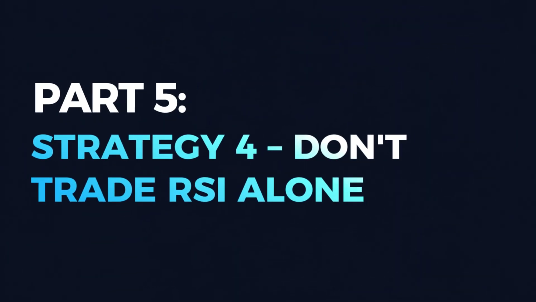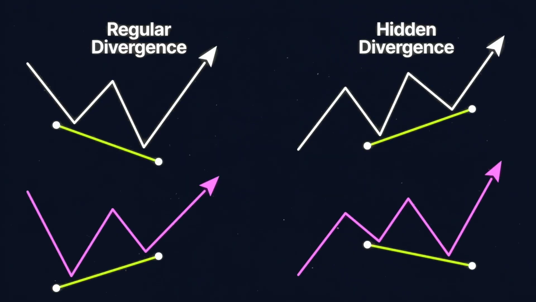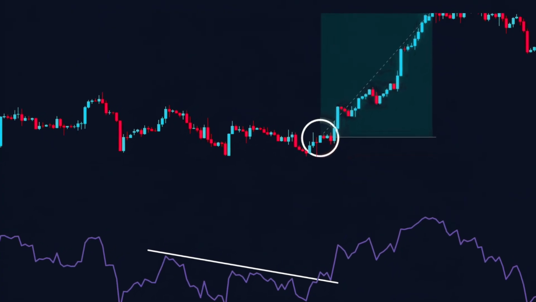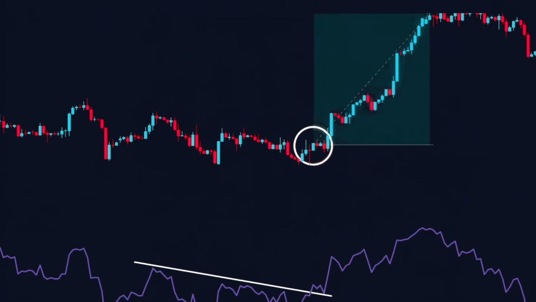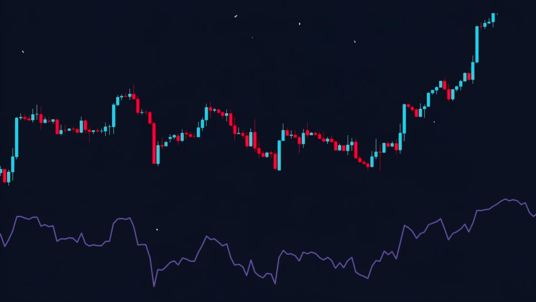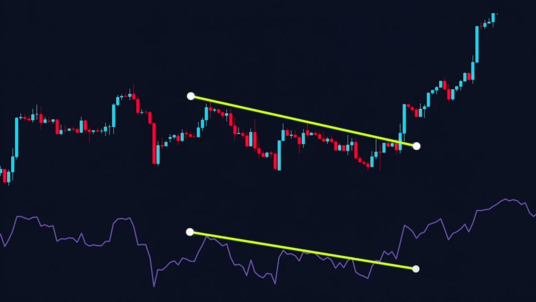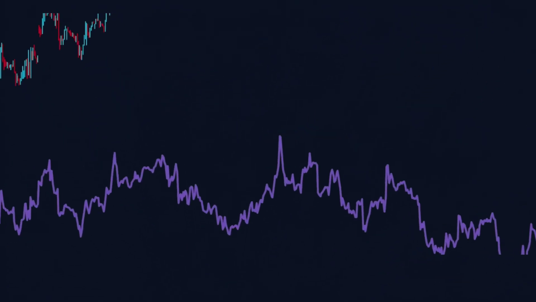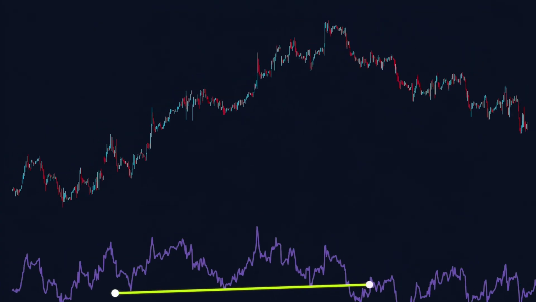Strategy 4. Don't trade RSI alone. One of the biggest mistakes beginners make is relying on the RSI alone. Just because the RSI is above 70 or below 30 doesn't mean the market will reverse immediately. In a strong trend, the RSI can stay overbought or oversold for a long time while the price continues moving in the same direction. Instead of using the RSI as a buy or sell signal, use it as a confirmation tool. Always combine it with support and resistance, market structure, or price action before entering a trade. When multiple signals align, your probability of success becomes much higher.